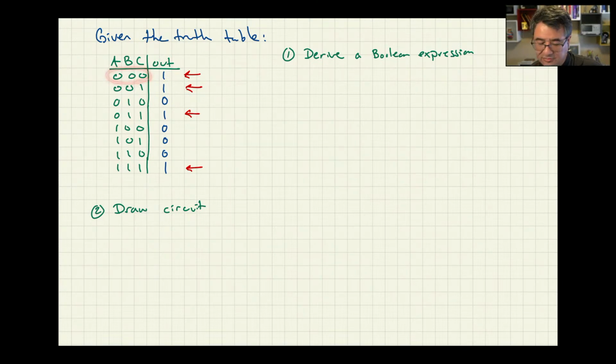The first row is a 1 when A is 0 and B is 0 and C is 0. Let me say it another way. The output is a 1 when A is false and B is false and C is false. You hear the word and in there? So we have not A and not B and not C. Okay, so this expression, not A and not B and not C, will be true when A and B and C are all false.